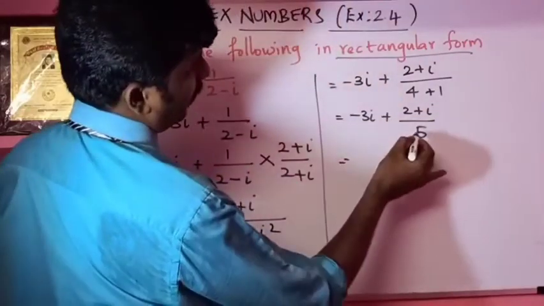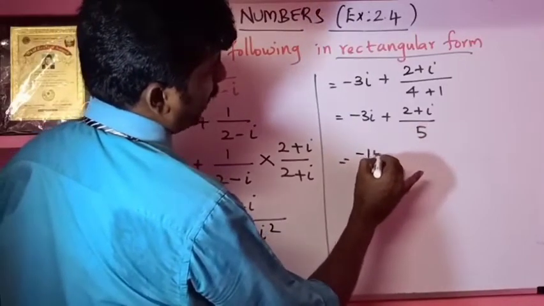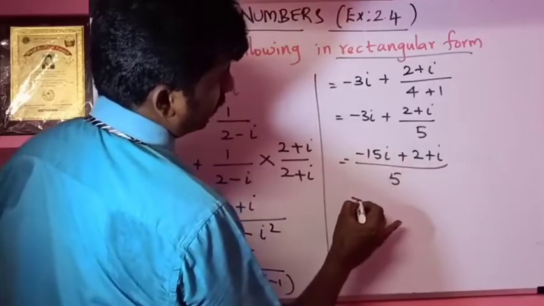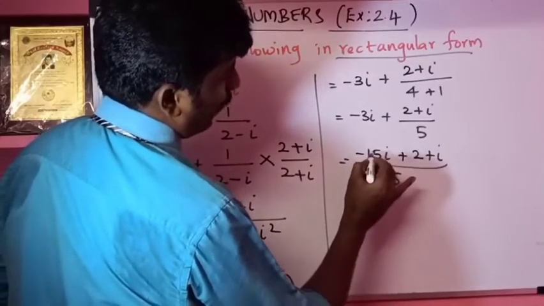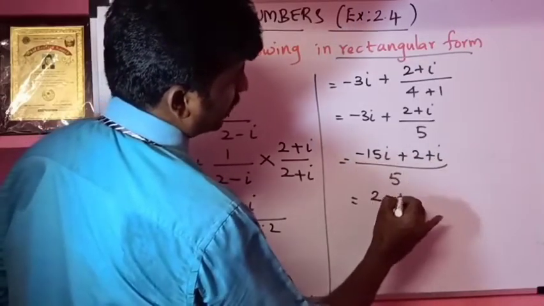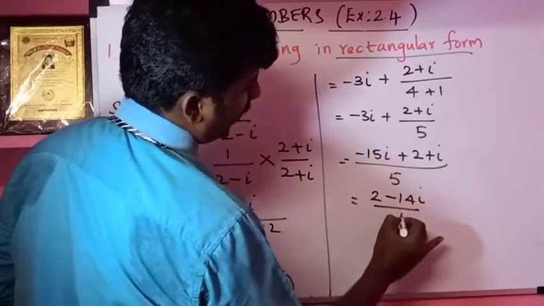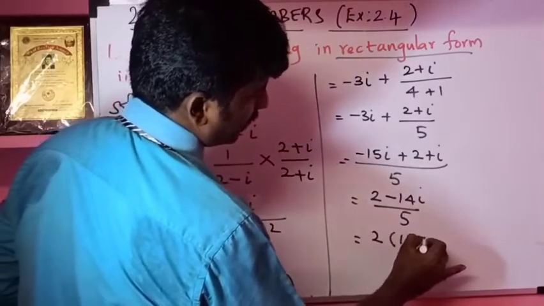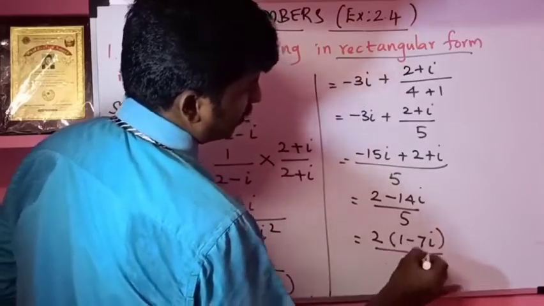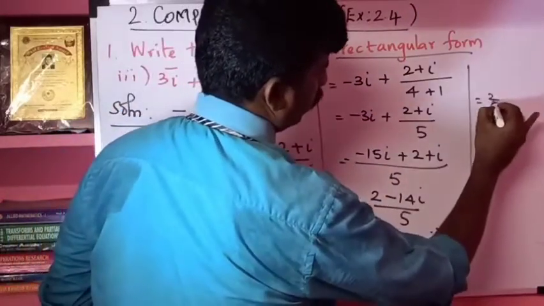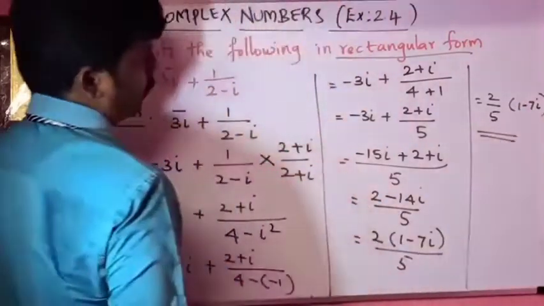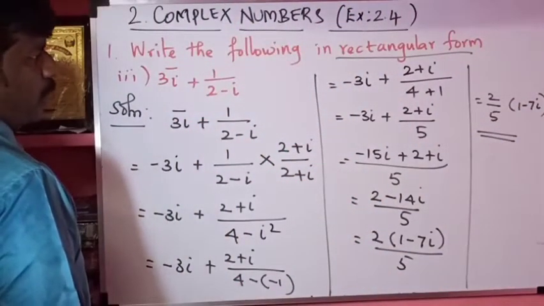Take LCM 5. 5 times minus 3i is minus 15i, plus 2 plus i, all divided by 5. This is 2 minus 15i plus i, that is 2 minus 14i by 5, which is 2 into 1 minus 7i, divided by 5. So it is 2 by 5 into 1 minus 7i, either way is the answer. Understood? Now let us look at the next problem.